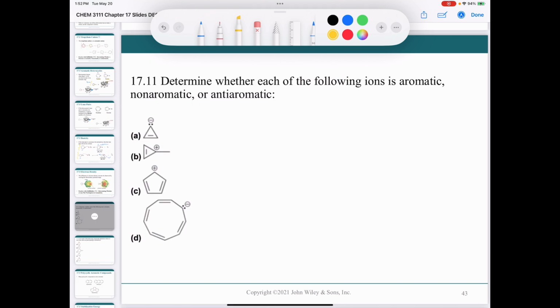All right, so let's take a look at this question, and it asks us to determine whether the following compounds are aromatic, non-aromatic, or anti-aromatic. So we'll use A for aromatic, we'll use Na for non-aromatic, and we'll use AA for anti-aromatic.